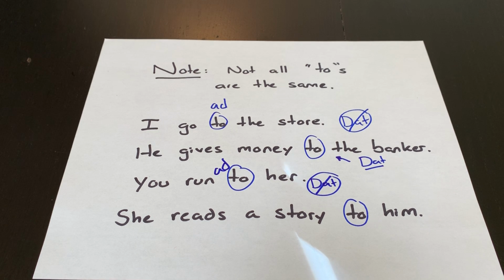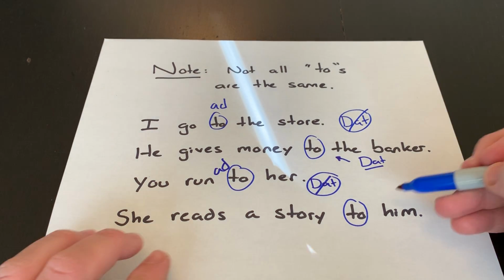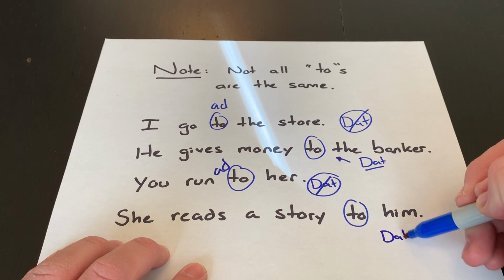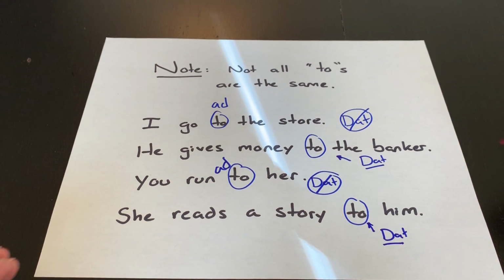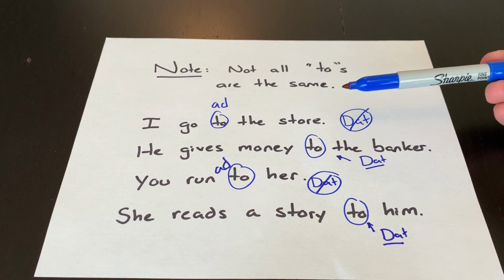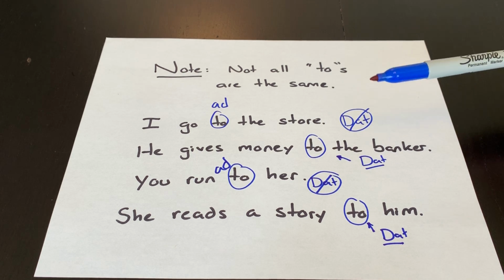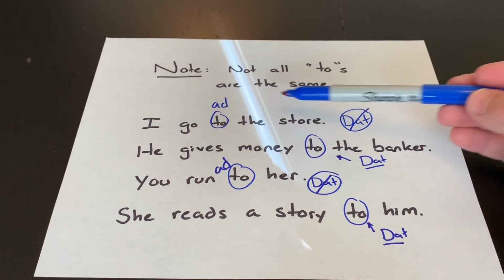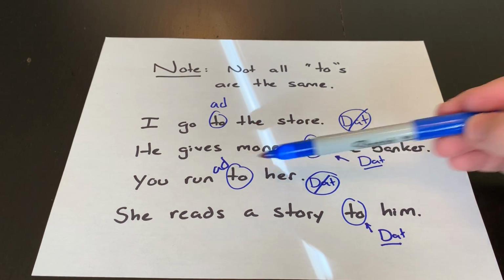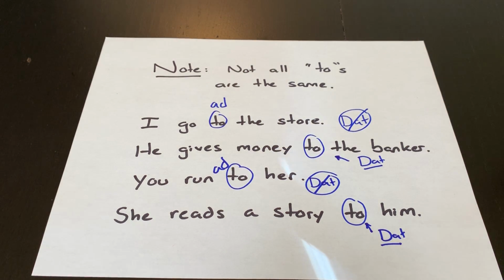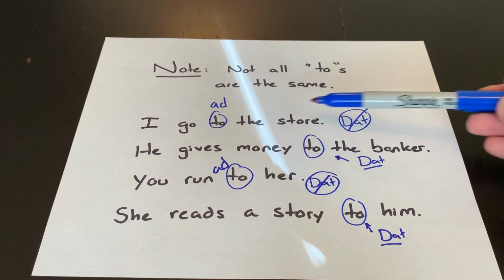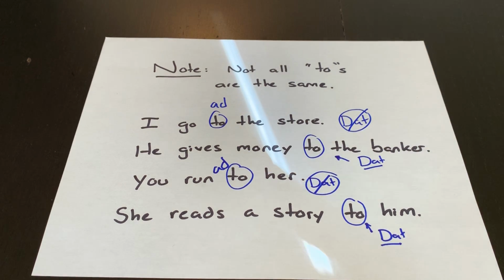And then she reads a story to him. You can tell that that is the indirect object. She's not moving towards him. And so this one would be a dative word. So just something to keep in mind, that when we're doing practice translating English into Latin, or if it's a bonus question, the word to does not automatically indicate a dative word. It can also show motion towards, which is slightly different. So that's it for the dative.